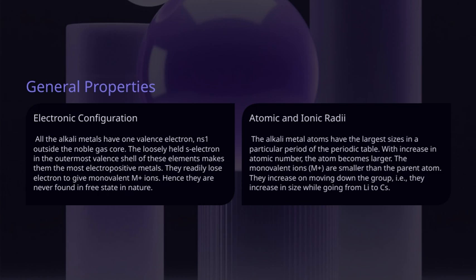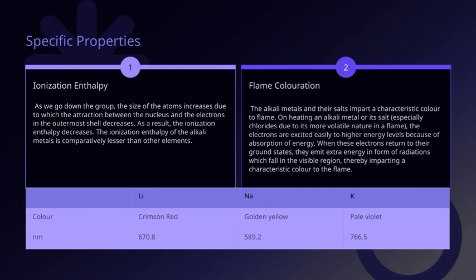Now, let's talk about how alkali metals and their salts give a distinctive color to a flame. When you heat an alkali metal or its salt, especially chlorides, which are more volatile in a flame, the electrons in the metal atoms get excited easily to higher energy levels by absorbing energy. Then, as these electrons return to their original, or ground, state, they release that absorbed energy in the form of light. This emitted light falls within the visible spectrum, creating a characteristic color for each metal. This phenomenon is what we call flame coloration, and it's a useful way to identify different alkali metals.